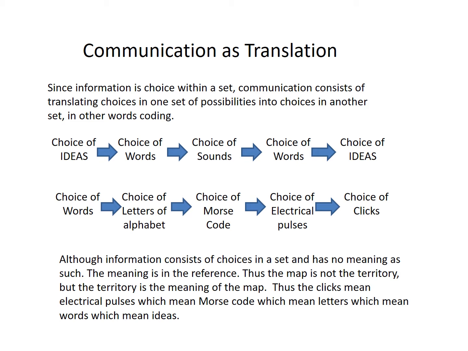Although information consists of choices in a set and has no meaning as such, the meaning is in the reference. Thus, the map is not the territory, but the territory is the meaning of the map. Thus, the clicks mean electrical pulses, which mean Morse code, which mean letters, which mean words, which mean ideas.